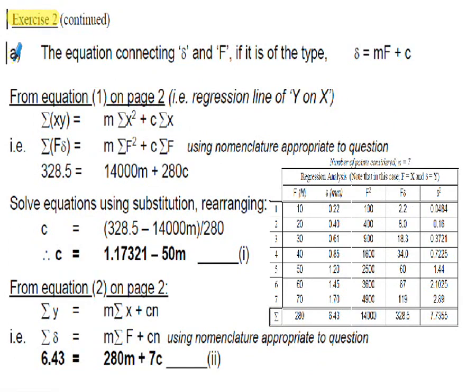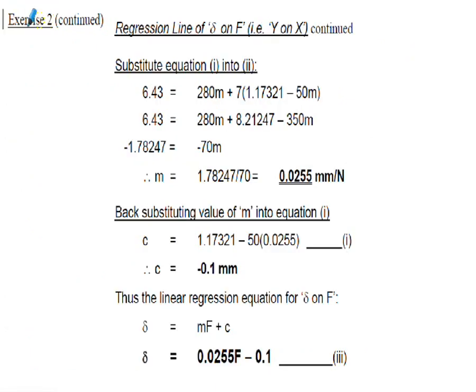Exercise 2 continued is part A solution, generating 2 equations here. Exercise 2 part A continued here, finding the values of M and the values of C. Finally we end up with our full equation for regression of the delta on f, or the y on x.